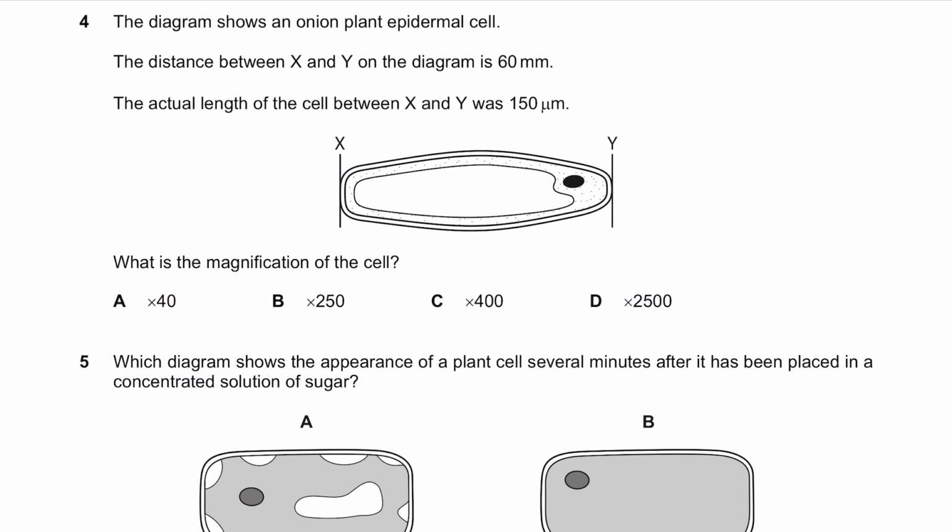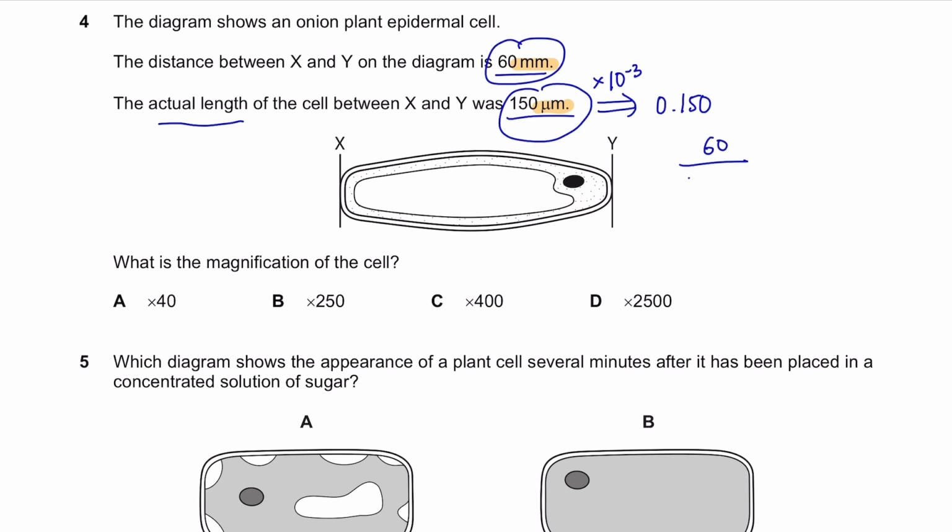Well, to calculate the magnification, you'll have to divide the distance on the diagram with the actual length, then multiply by 100. But be careful, these two have different units, so let's change micrometers into millimeters. To do that, you'll have to multiply by 10 to the power of negative 3 or just divide it by 1000. So that will give us 0.150. Now, the distance on the diagram divided by the actual length multiplied by 100 equals to 400. Therefore, the answer is C.